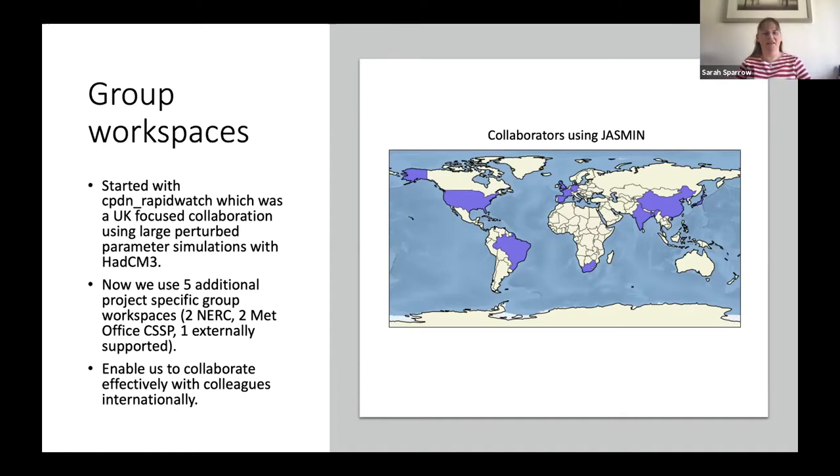The really big thing that it's enabled us as a project to do is to collaborate very effectively with our colleagues, both nationally and internationally. The graphic here is showing collaborators that we have who log in to use data on JASMIN services that we hold.